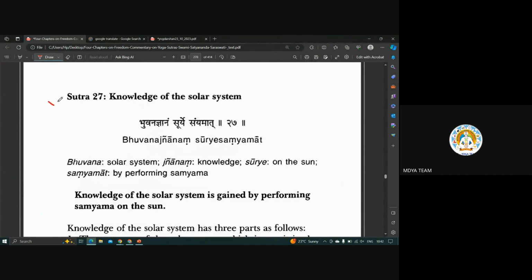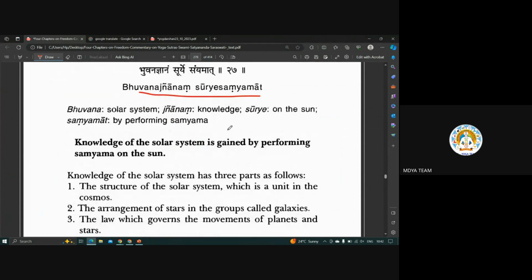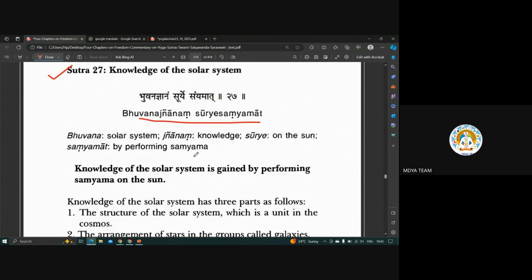And next, sutra number 26. Really, these sutras are so interesting. Bhuvana Jnanam Surya Sanyamat. Bhuvana Jnana means the knowledge of the solar system, what is happening in space. And there are many kinds of evidence that our ancient sages like Maharshi Kanad and other yogis already told 1000 years ago, 5000 years ago, that the sun's location is fixed.